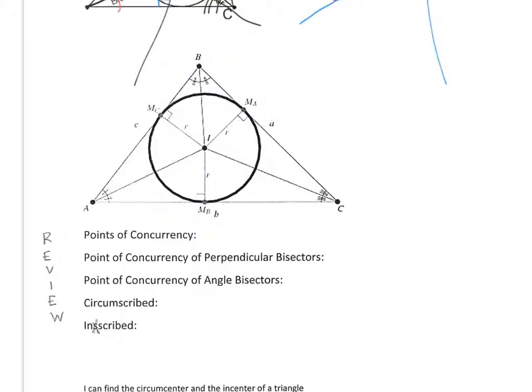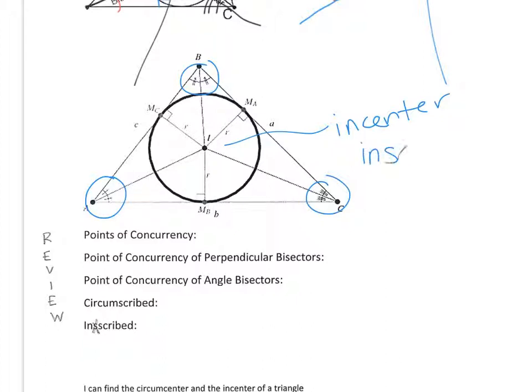So down here is another diagram of it. We can tell these are angle bisectors because of these angle symbols right here. And the circle is inside, so right here is the incenter. And the circle is inscribed, it's inside the triangle.